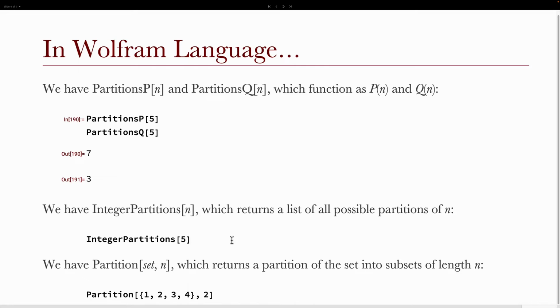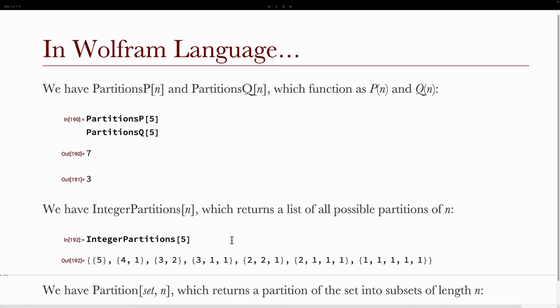Along with that, we have the function IntegerPartitions of n, which returns a list of all possible partitions of n. If we evaluate IntegerPartitions of 5 in the Wolfram language, we get 5, 4 plus 1, 2 plus 3, 3 plus 1 plus 1, 2 plus 2 plus 1, 2 plus 1 plus 1 plus 1, and 1 plus 1 plus 1 plus 1 plus 1, which I probably should have listed out before I just spoke all of them a moment ago.